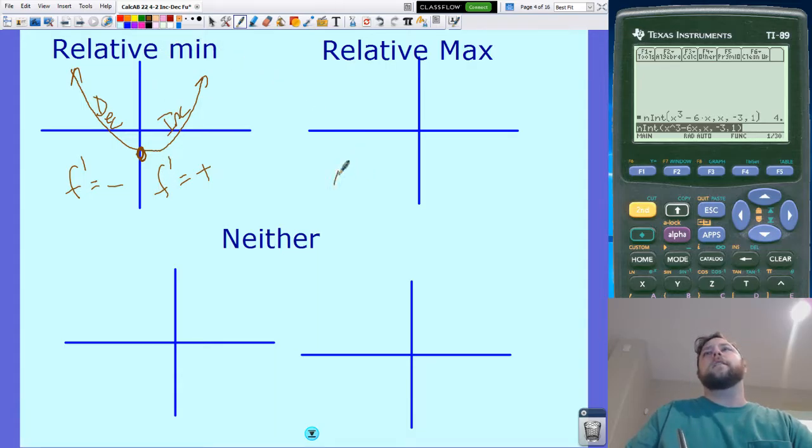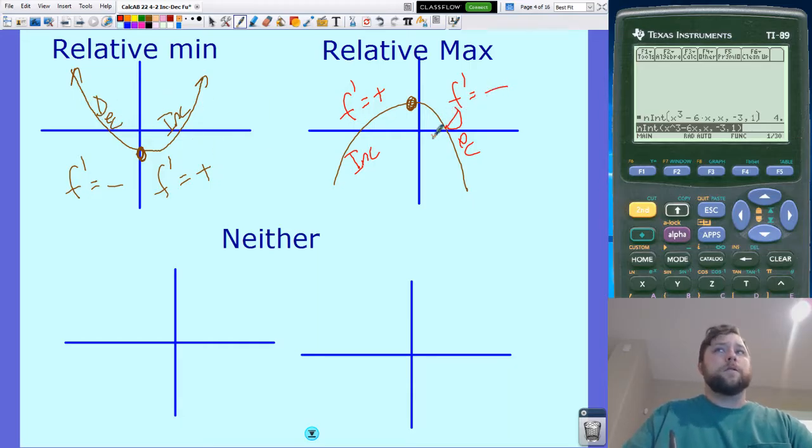Now, a relative max can look like something like this. So the maximum is right up here. And this happens when you start increasing and then you go to decreasing on the right. So f prime on the left is positive and f prime on the right is negative. This is important.